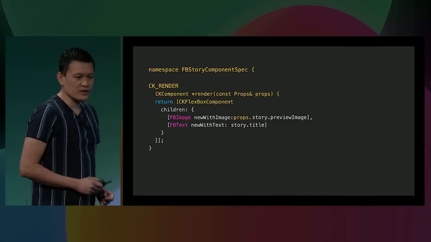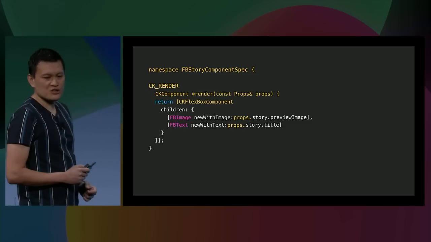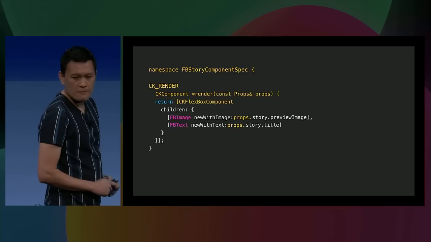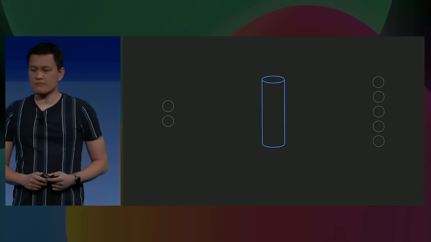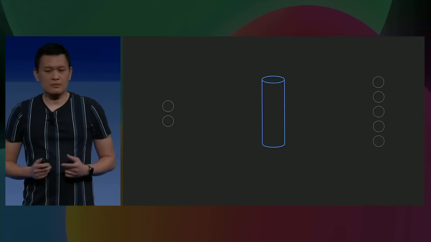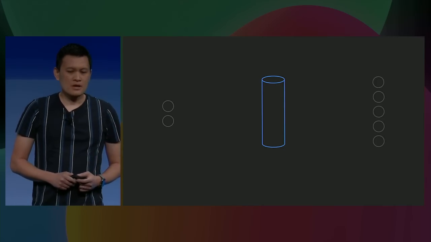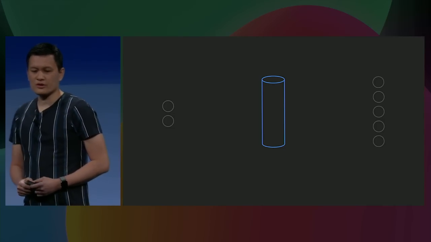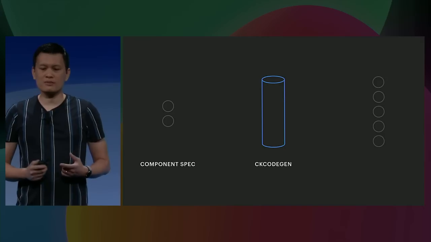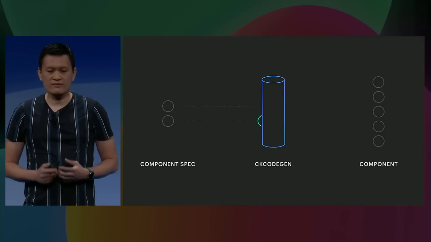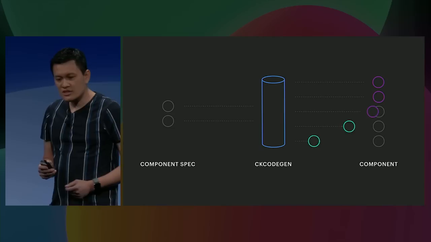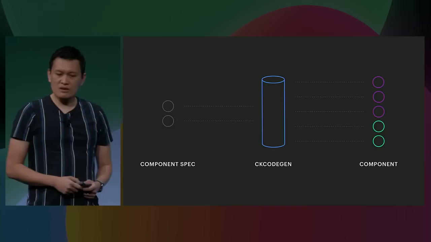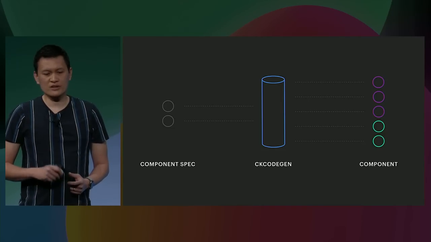And a spec is a set of raw functions grouped inside a namespace. In this case, you see we have the same render functions that we had before, but note that we don't actually need the initializer anymore. So how does a component spec turn into a component? Well, we've written a tool based on libclang, which we call CK CodeGen. And as its name implies, it's a code generation tool. It parses and processes the component spec, and then generates all the associated boilerplate code that turns the spec into a fully fledged component. So in the case of the simple component that we had before, it would generate a CK component class with an appropriate initializer and a render method that delegates to the render function that was defined in the spec.